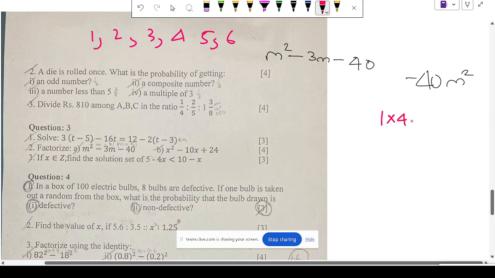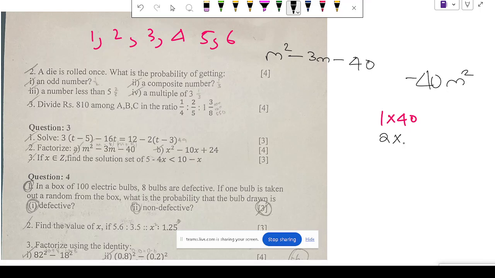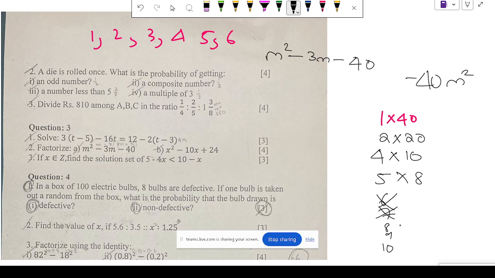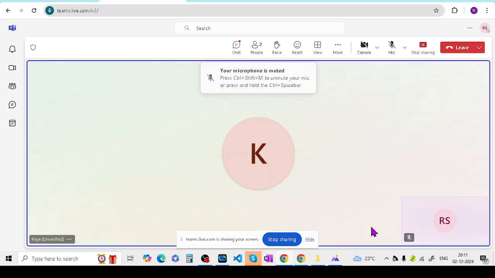1 into 40, 2 into 20, 4 into 10, 5 into 8. Next. 6, 7, 8, 9, 10. Does it go? No, sir, nothing goes. See, 5 into 8, 8 into 5. Both are the same. Yes, sir.